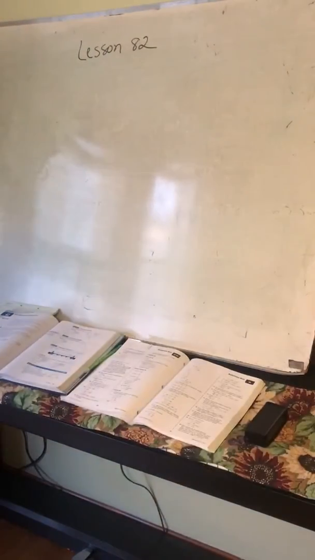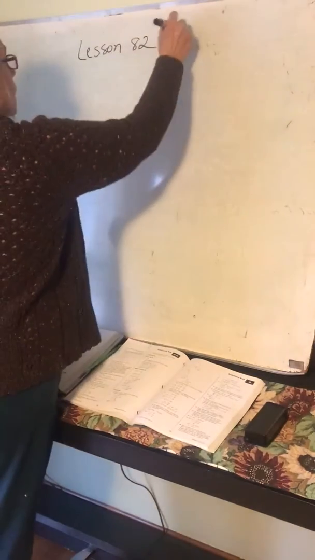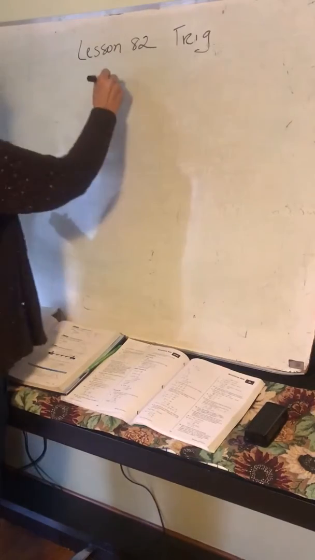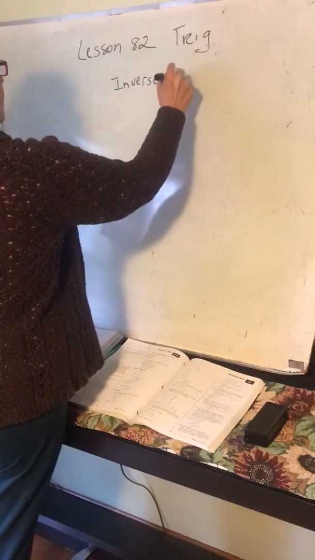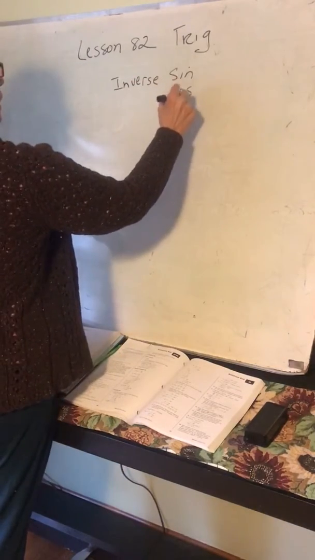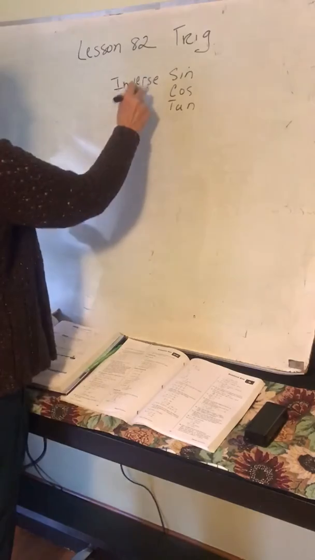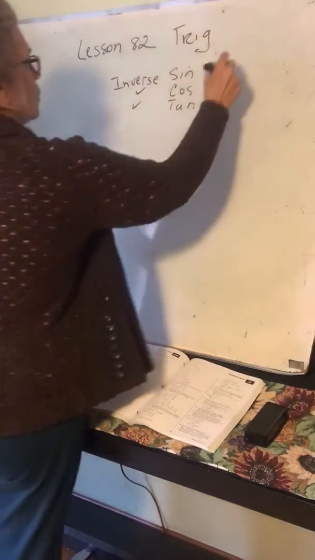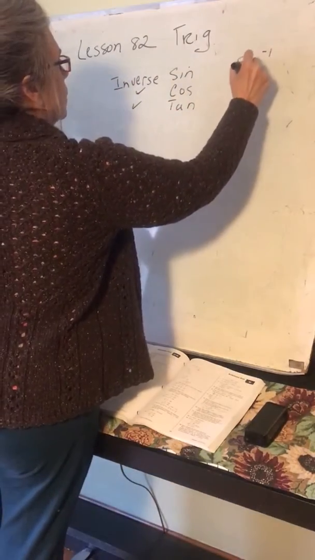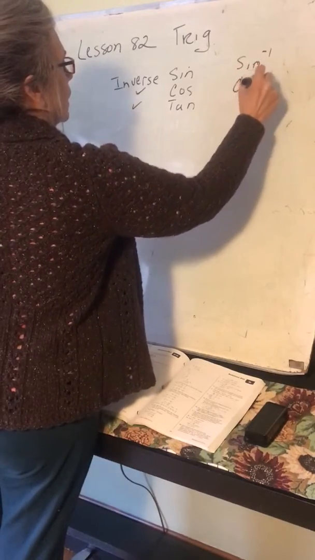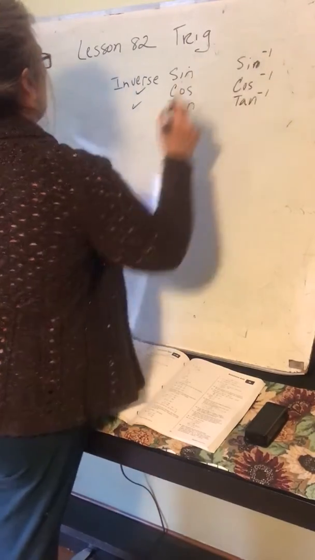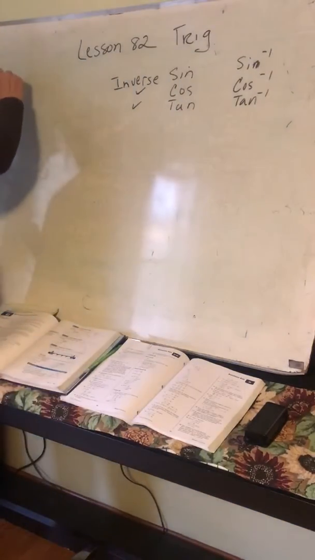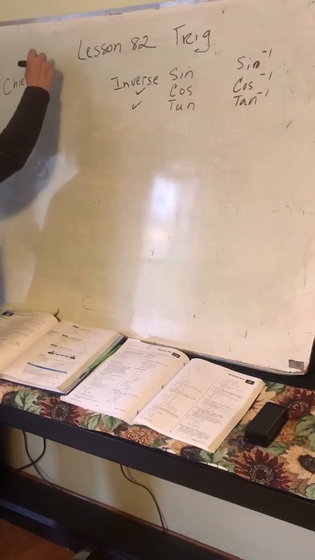Okay, we're going to do some more on trig, lesson 82. And now we're going to use what they call the inverse sine: inverse of sine, and then cosine and tan inverse. And they look like this on your calculator. And we're still remembering the chief's name, SOHCAHTOA.